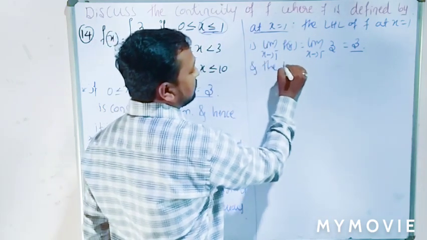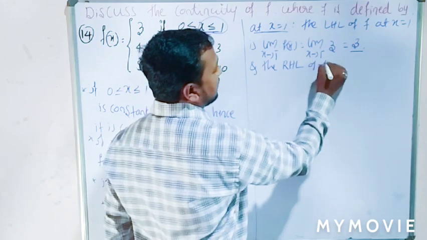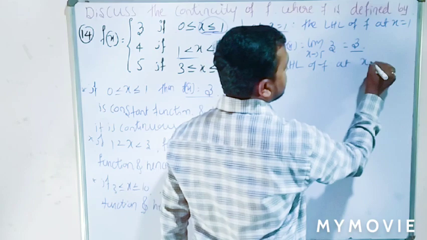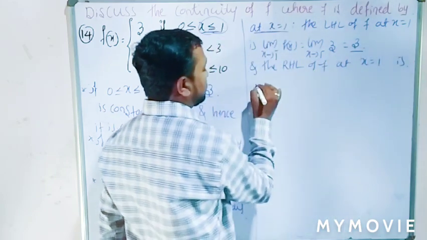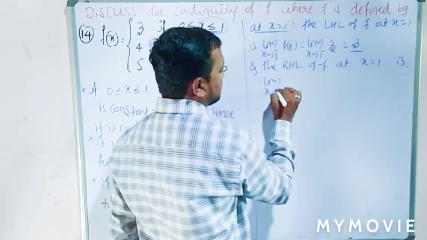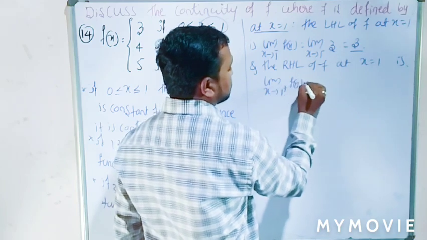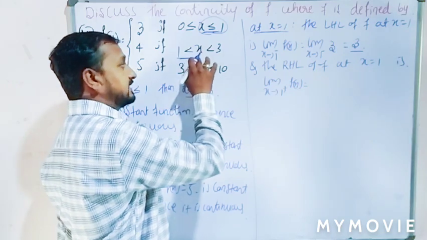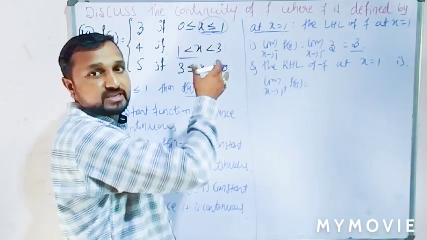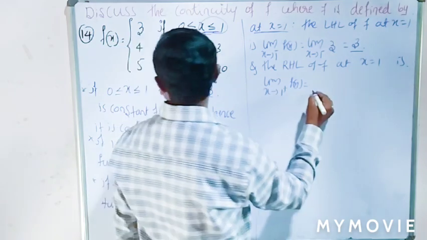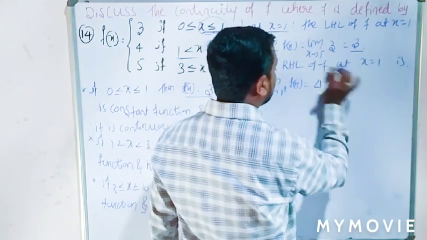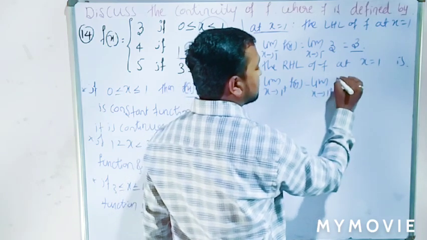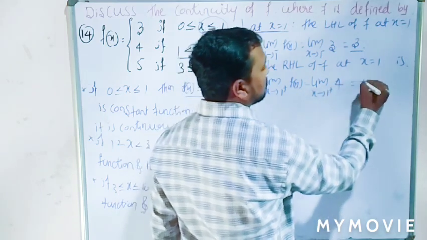And the right hand limit of f at x equal to 1: the RHL should be the limit of x tends to 1 plus f of x. What is its RHL corresponding to this one? 1 is less than x is nothing but x is greater than 1, both are the same. So here f of x should be 4, so the limit of x tends to 1 plus f of x is equal to 4.